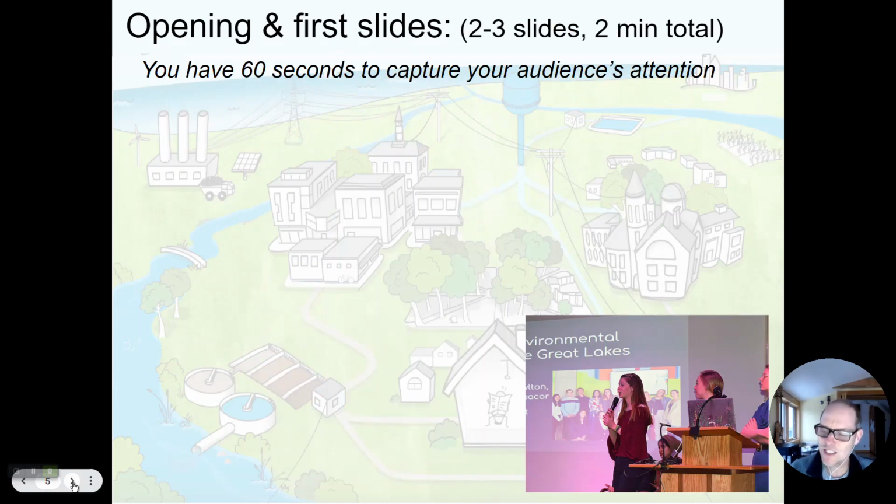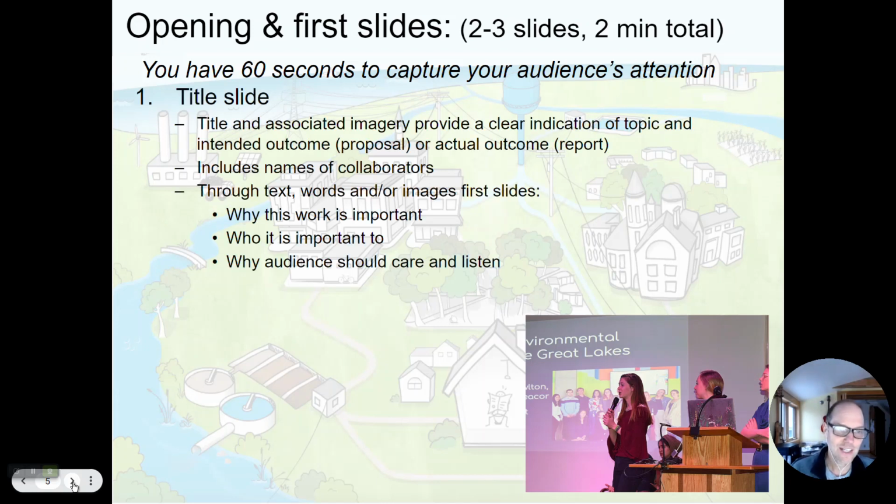So your opening slide is actually pretty important because it's usually where you're going to provide context and information, and most importantly, it's when you're going to either capture your audience's attention or not. And you usually have about a minute to grab them. I'll give you some ideas for openings a little bit later in this presentation, but it's very important to think about what you're going to say first and how that might grab your audience's attention.